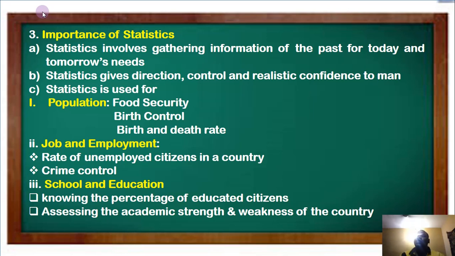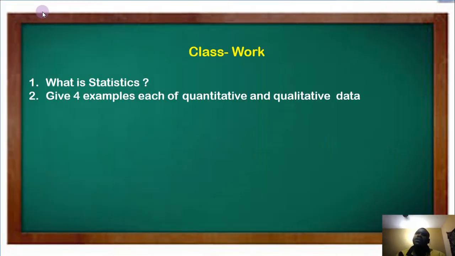So as a result of a new vaccine released, through statistics we can find out maybe the vaccines are working, because we'll be able to monitor the death rate of the citizens. So that's an example of the importance of statistics. Statistics is also used for population, job and employment, school and education. So statistics is something that every one of us makes use of in our daily lives.